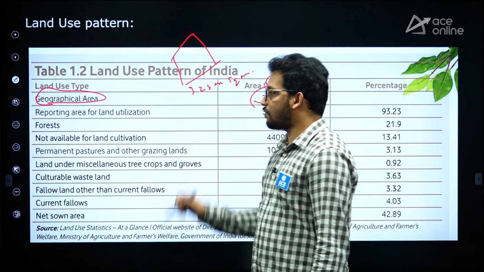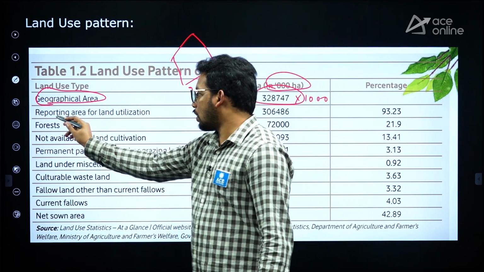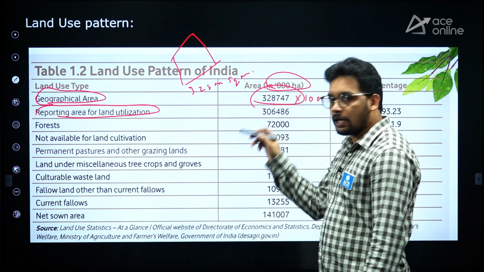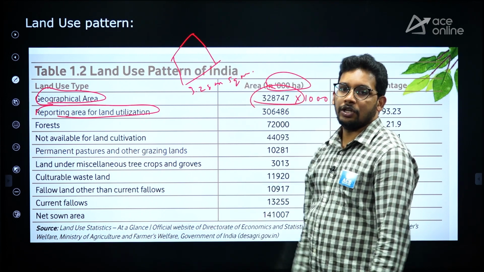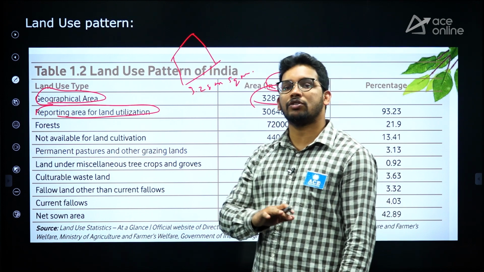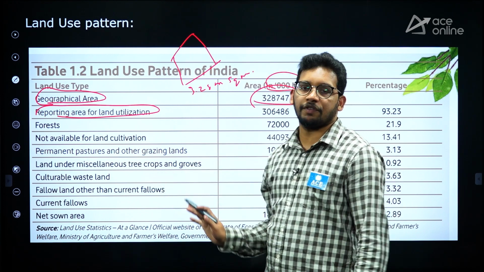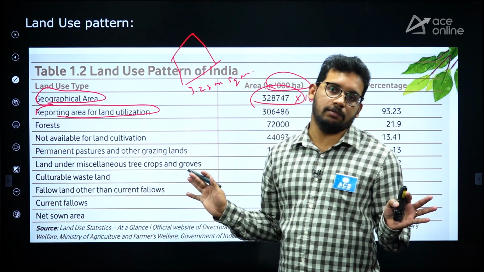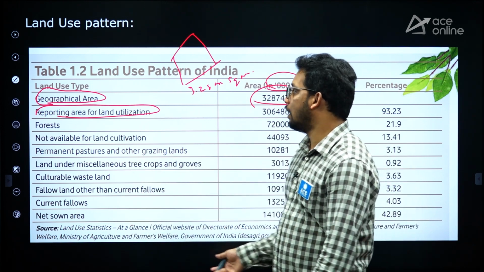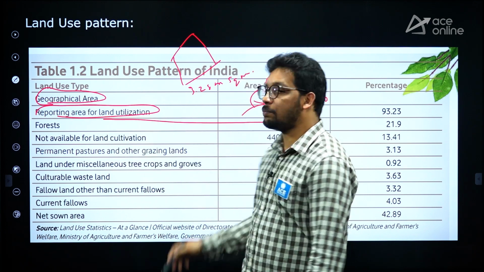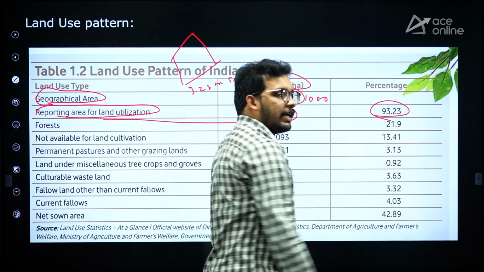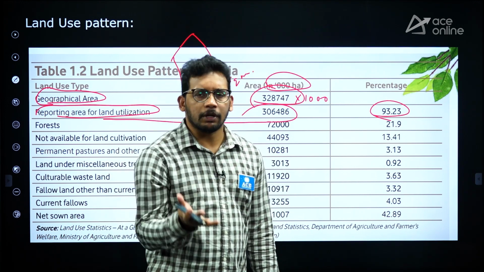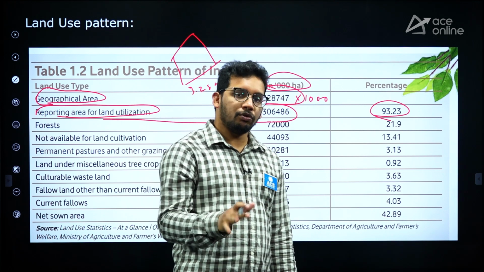So this is the total geographical area, and out of that, the total reporting area for land utilization. It means we are not using all the land that is available in India. Some part of land is not being used for any purpose. It is not used for agriculture, not used for urbanization, not used for forest. It was idle, so there is no utility of that particular land. That means out of the total land area we have, we are using 93.23% of land for some purpose. It is not just about forest, it can be used for any purpose.